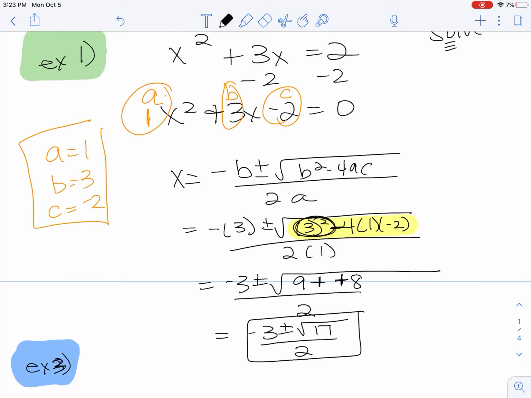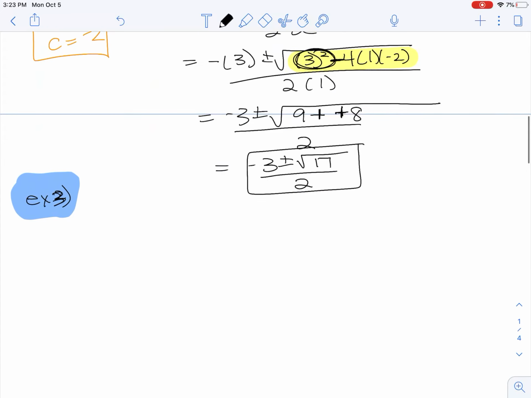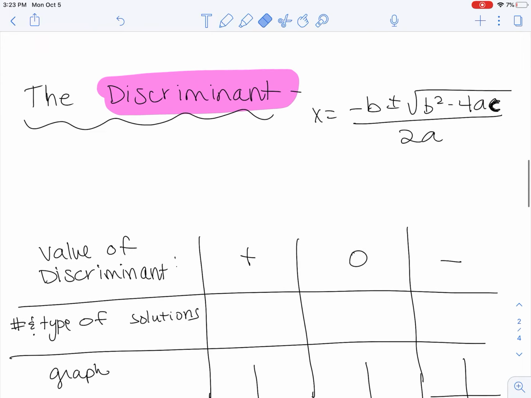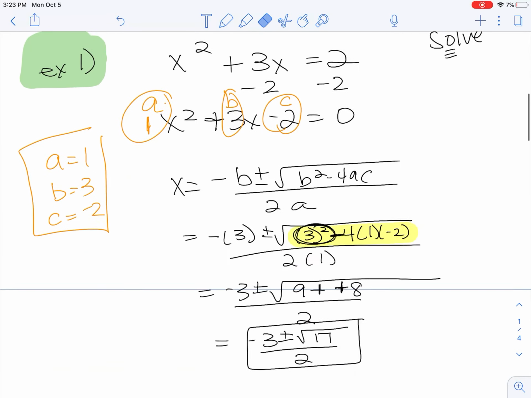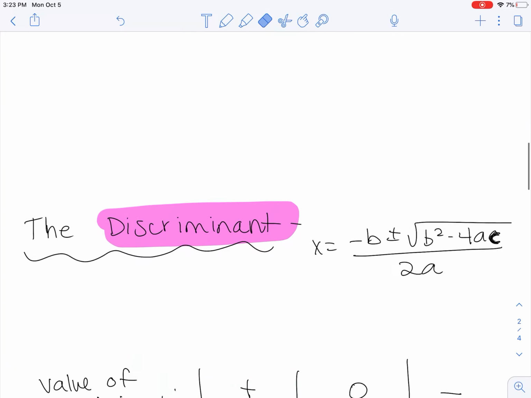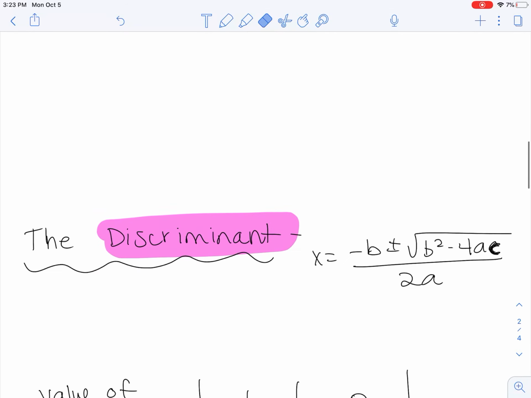Okay. What happens if, well, we'll get into more examples when we get to class, but for now, I just wanted to show you the quadratic formula. And now we're going to learn something about the discriminant. So the discriminant is a part of the quadratic formula. So here's our quadratic formula that I showed you already, right?